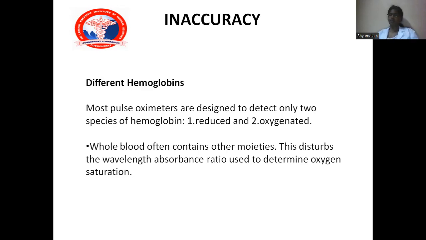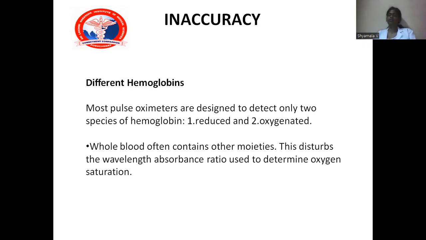So, toe is an alternative site for a finger probe whenever the finger probe provides unsatisfactory readings, or whenever the fingers are not available. We can use toe as an alternative site for probe application. It is also affected by the poor peripheral circulation and hypothermia. And these two disadvantages can be overcome by placing the probe over nose, earlobe, forehead, tongue, cheek, and esophagus.